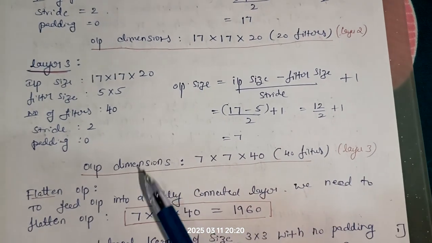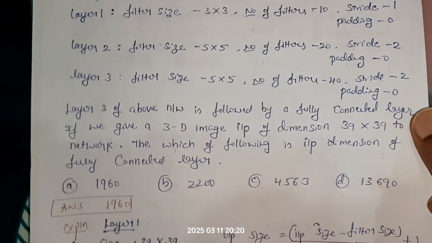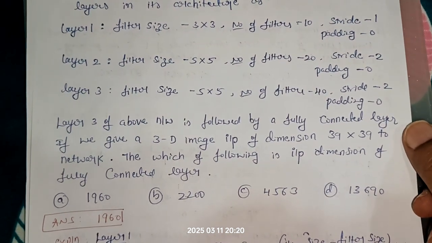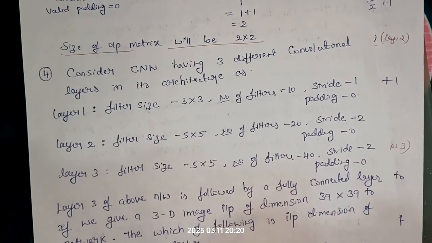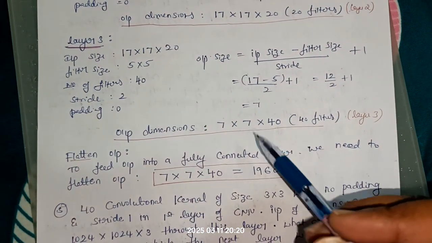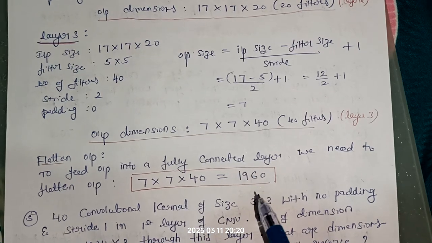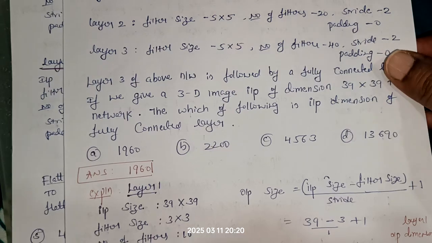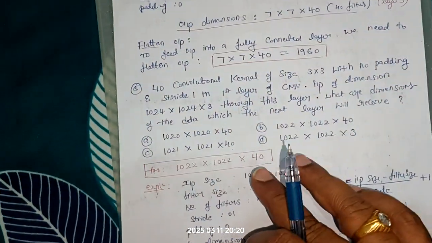In the question you can observe that layer 3 of the above network is followed by a fully connected layer. If you give this 3D image, which of the following is the input dimension? We should feed whatever we are getting here. Multiply all this, and we are going to get 1960. So the correct answer is 1960. Okay, go to the next one, that is the fifth question.